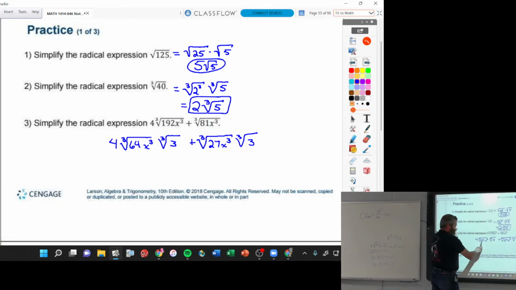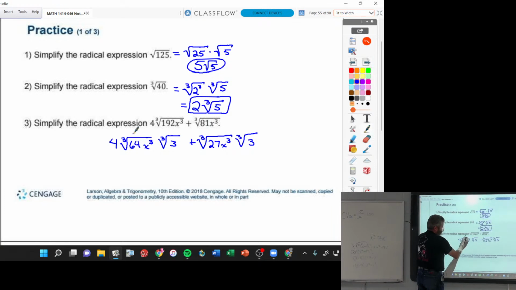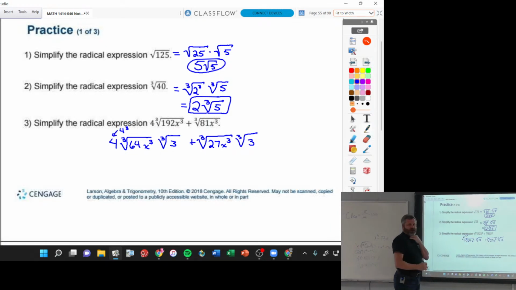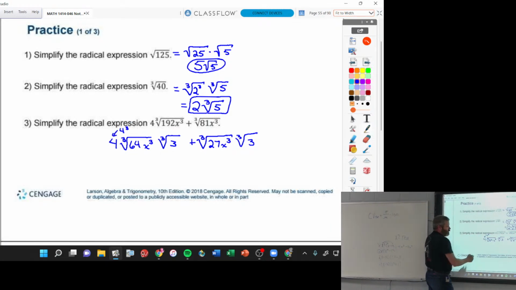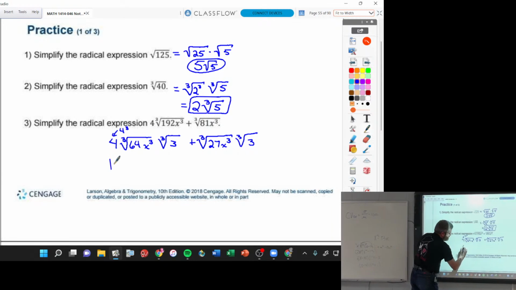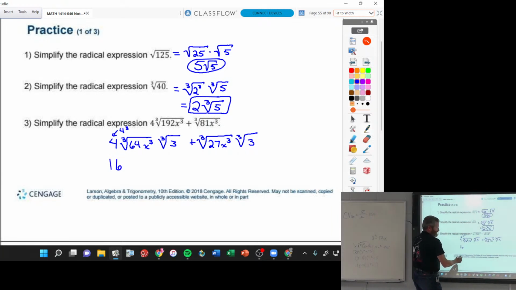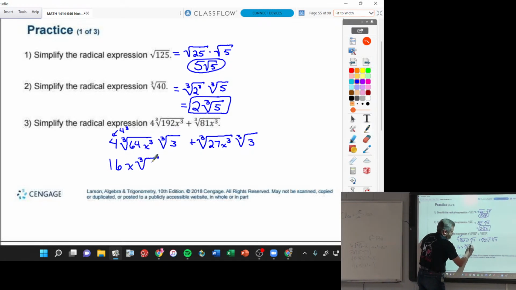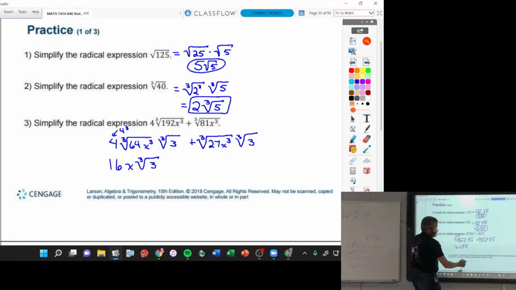The cube root of 64 is 4, because 4 cubed is 64. So I'm taking a 4 out, but I've already got a 4 there. So because I'm taking a 4 out and there's already a 4 there, that's going to give me 16. And let's see what comes out. The cube root of x cubed is x.